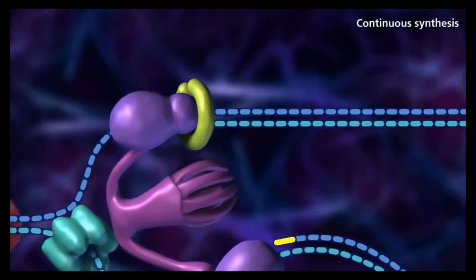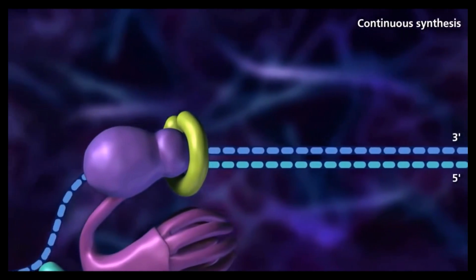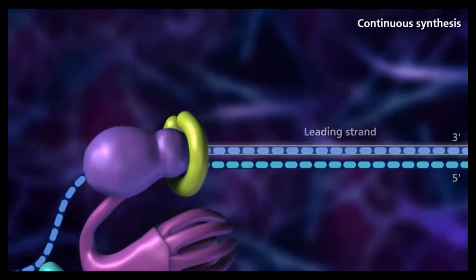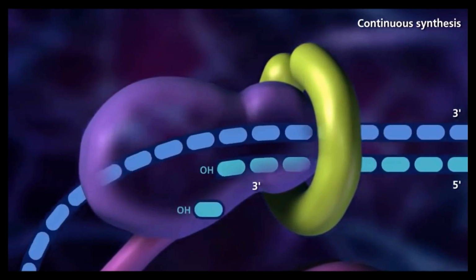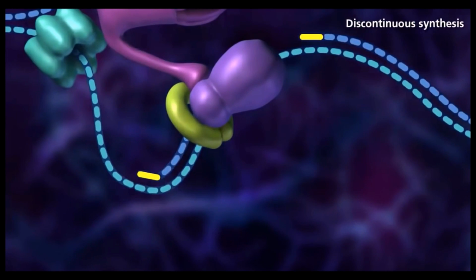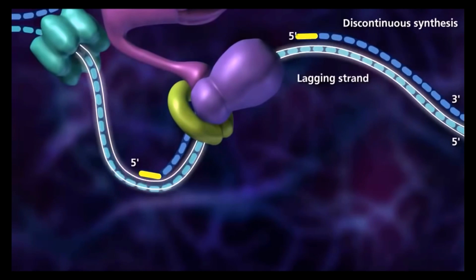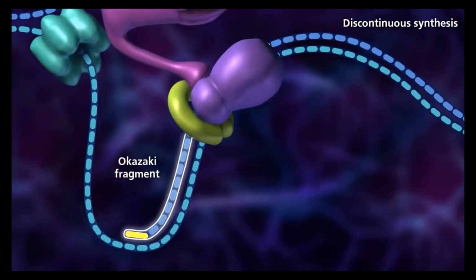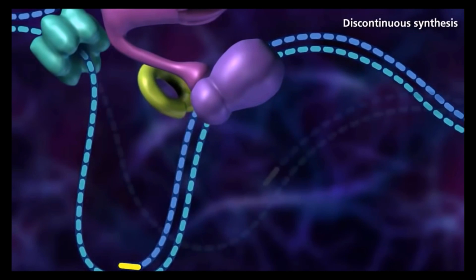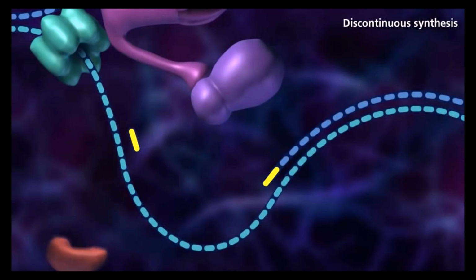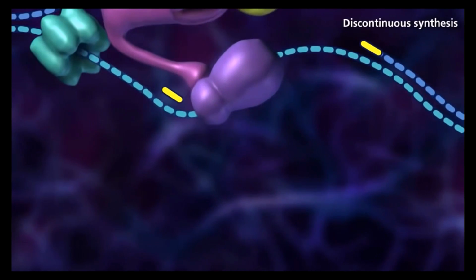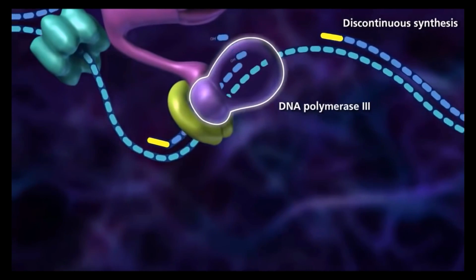Continuous synthesis occurs on the 3' to 5' oriented parent strand, referred to as the leading strand. New nucleotides are added to the 3' end, moving continuously towards the expanding replication fork. Discontinuous synthesis occurs on the parent strand that is oriented 5' to 3', called the lagging strand, and is completed in segments called Okazaki fragments. Replication on this strand uses primase to add a primer, then DNA polymerase 3 adds short sequences of nucleotides, the Okazaki fragments, to the primer, filling in the gap.